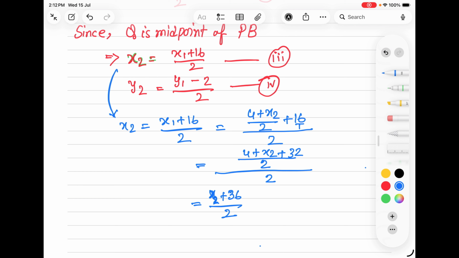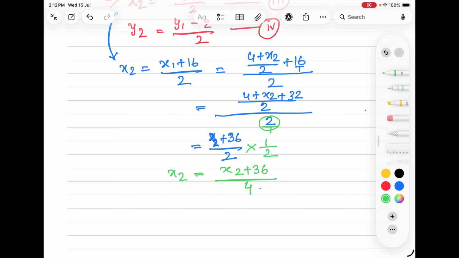And in the denominator part there is 2. We know that when a fraction is in the denominator, we can take it in multiplication form with the reciprocal of that fraction. So it comes as 1 by 2. Now simply multiply the numerators across and the denominators across, so (x2 + 36) / 2 times 1/2 gives (x2 + 36) / 4, and this is actually x2.